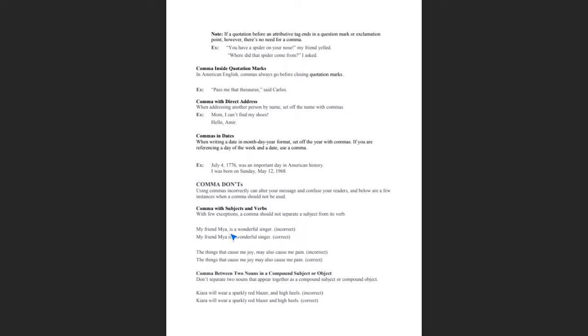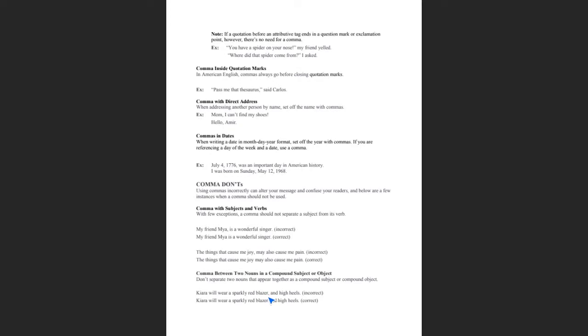You don't need commas between two nouns in a compound subject or object. For instance, Kiara will wear sparkly red blazer, comma, and high heels. That's incorrect because you only have two items there. So that comma is unnecessary. If there was a third item, then you'd take that and out, add a comma, and then and the third item. So that's another example when you don't want to use a comma. You don't need commas between two verbs.